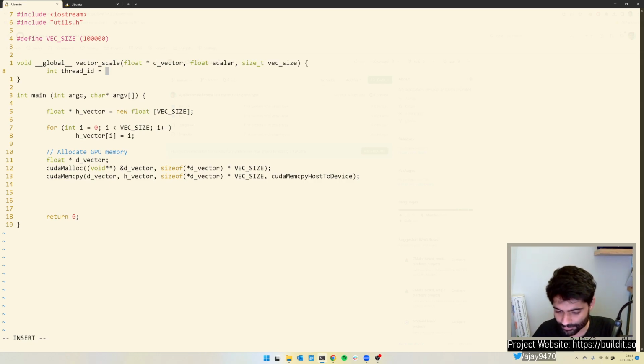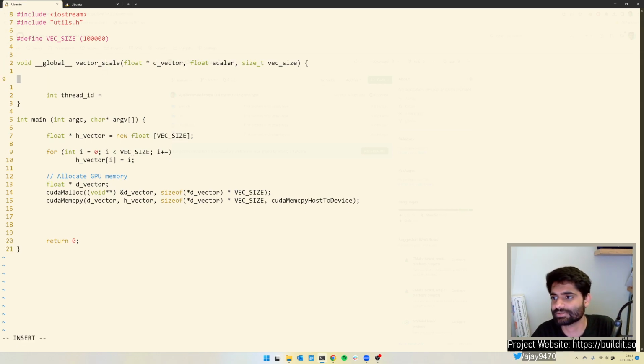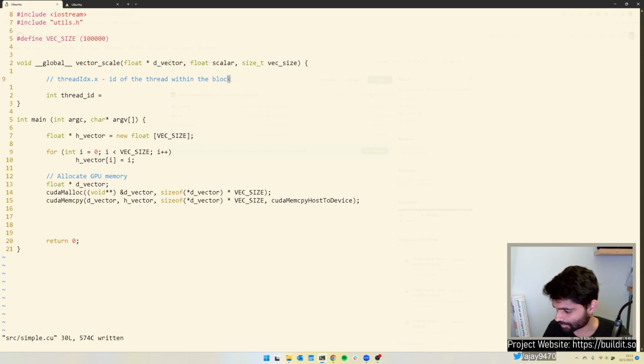There are three key variables you need to know. I'm going to put some comments and explain what they are. The first is threadIdx.x. This is the ID of the thread within the block. When I say block, I mean the blocks that we had talked about before. Each grid has a bunch of blocks and each block has a bunch of threads. So this is an ID of the thread within that block. Each thread in the block will have an ID like 0, 1, 2, 3, 4, 5. The next block again will have 0, 1, 2, 3, 4, 5, and so on and so forth.